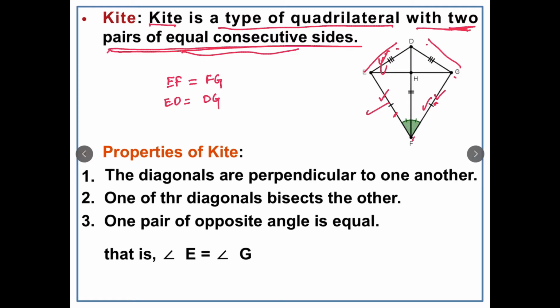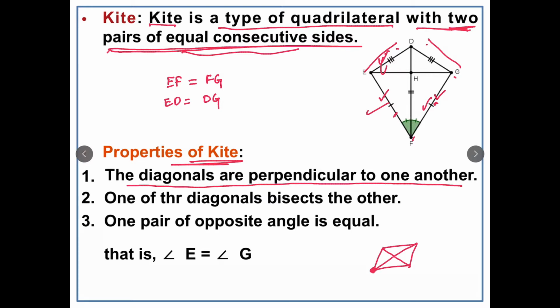So here are the properties of a kite. The first one is that diagonals are perpendicular to one another. When you draw the diagonal, it means when you draw the line segment joining the non-adjacent vertices of a quadrilateral. Suppose we have a quadrilateral like this. If we join its non-adjacent vertices, for this vertex, its non-adjacent vertex is this one. So when you join this, and similarly for this, its non-adjacent vertex is this one. When you join these two lines, they will be called diagonals.